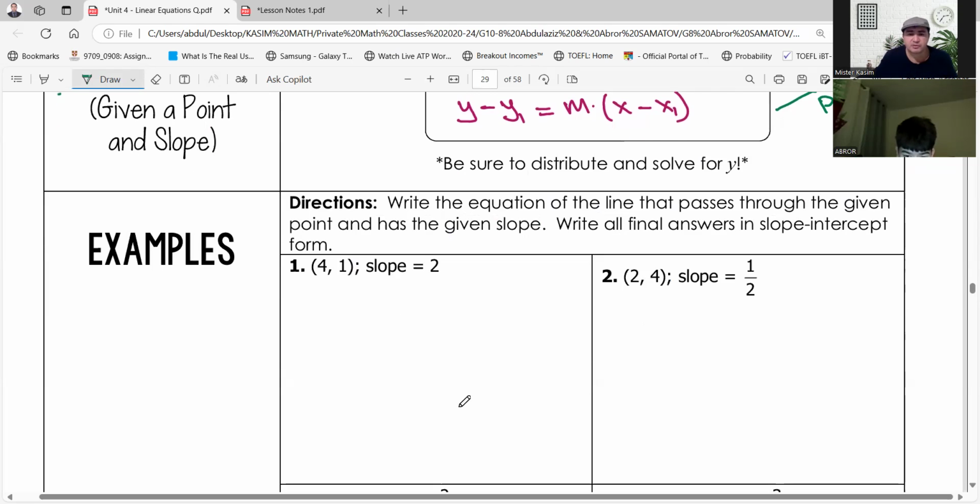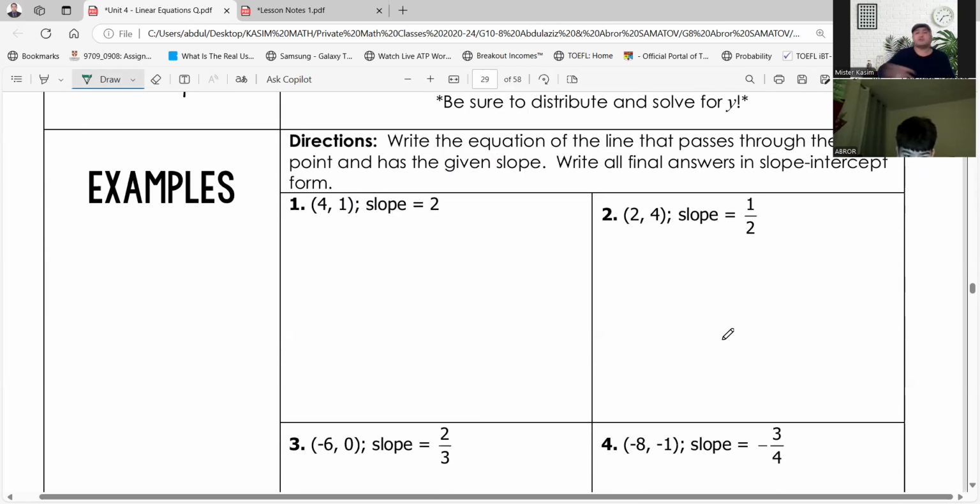Okay, let's do some questions and I will finish the class after 5 minutes. Read the directions. Write the equation of the line that passes through the given point and has the given slope. Write all your final answers in slope-intercept form. All right. So we'll practice this formula.